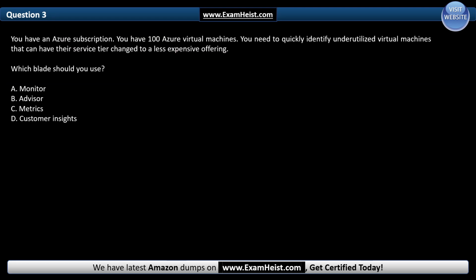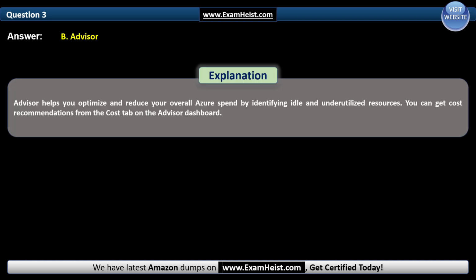Question 3. You have an Azure subscription. You have 100 Azure virtual machines. You need to quickly identify underutilized virtual machines that can have their service tier changed to a less expensive offering. Which blade should you use? The correct option is B, Advisor. Advisor helps you optimize and reduce your overall Azure spend by identifying idle and underutilized resources. You can get cost recommendations from the Cost tab on the Advisor dashboard.